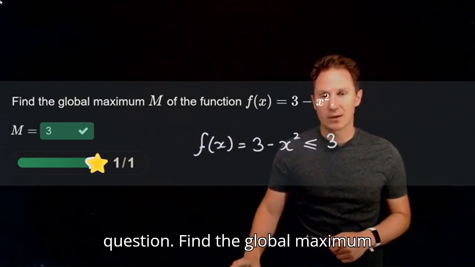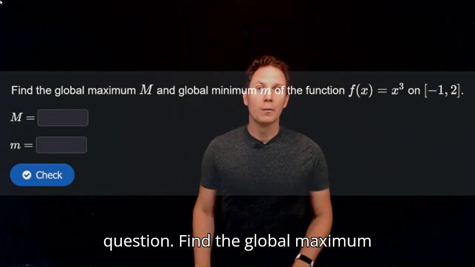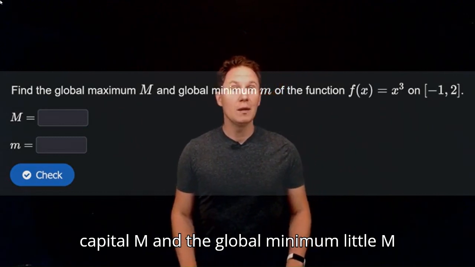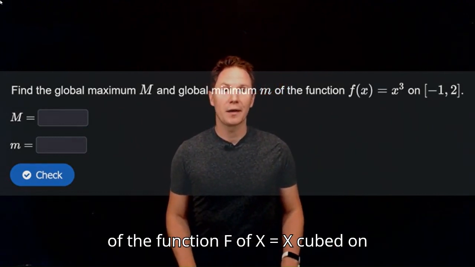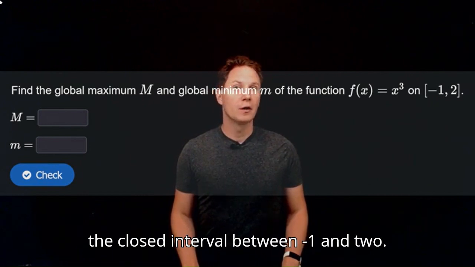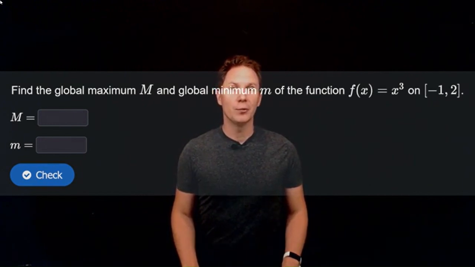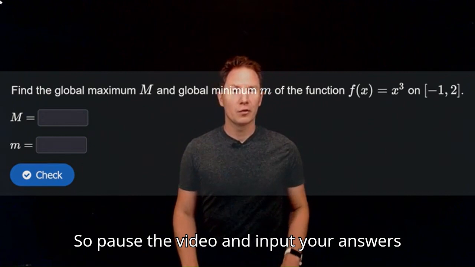Let's look at the next question. Find the global maximum, capital M, and the global minimum, little m, of the function f of x equals x cubed on the closed interval between -1 and 2. So pause the video and input your answers in the box.